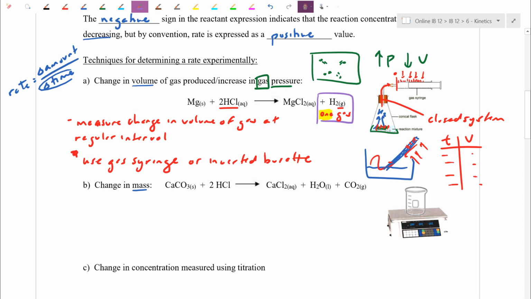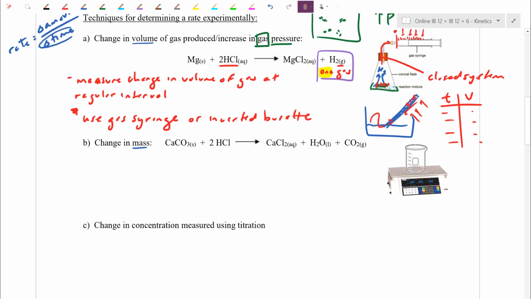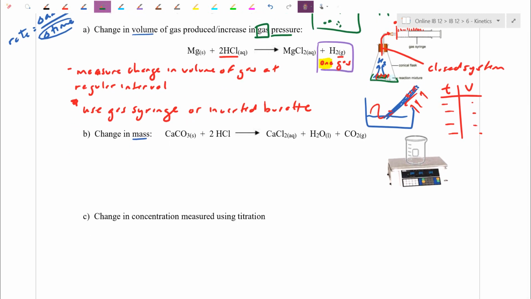If both of these were gas, yes, the volume does increase, but I don't know how much is attributed to MgCl2 or how much is attributed to hydrogen. I wouldn't be able to do the stoichiometry I want afterwards. So the key note there is you want to do one gas. Second case here is a change in mass.